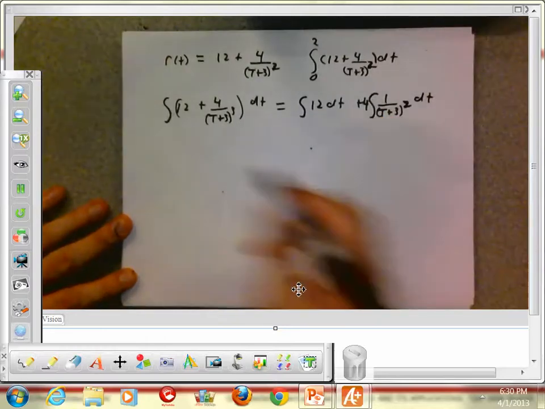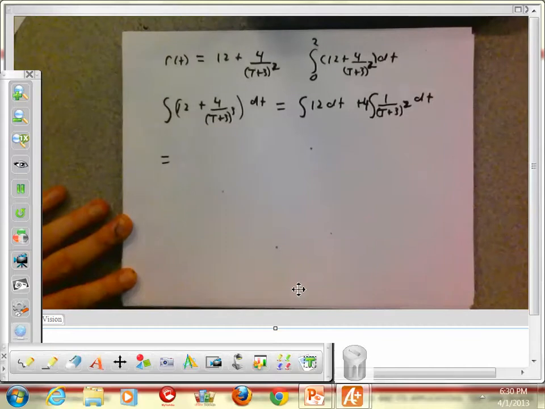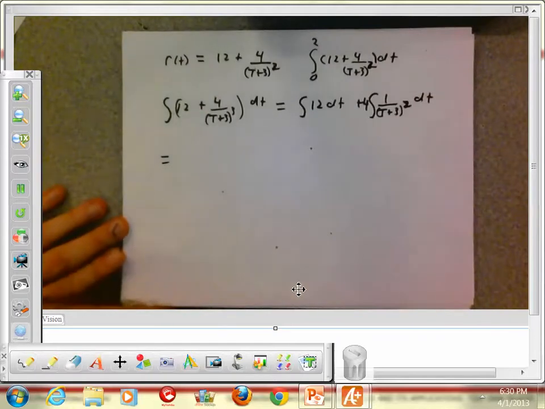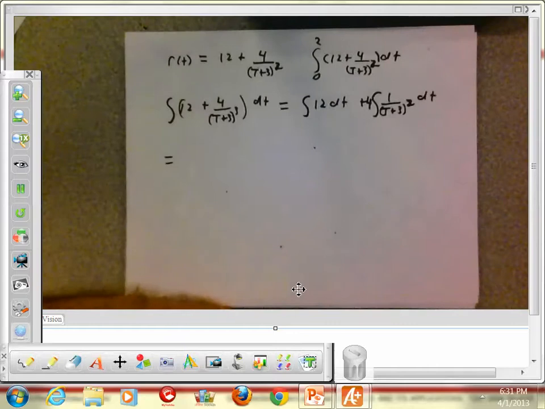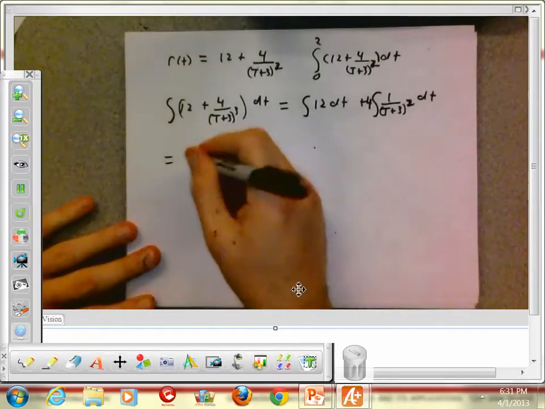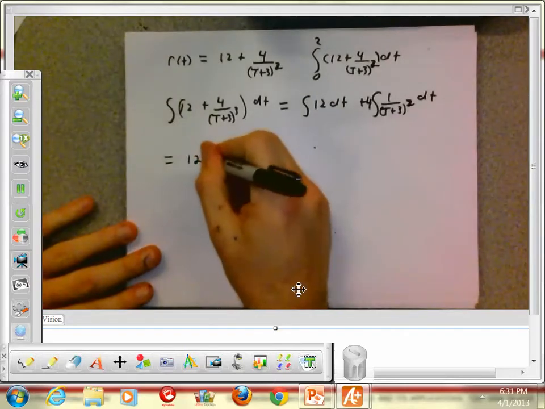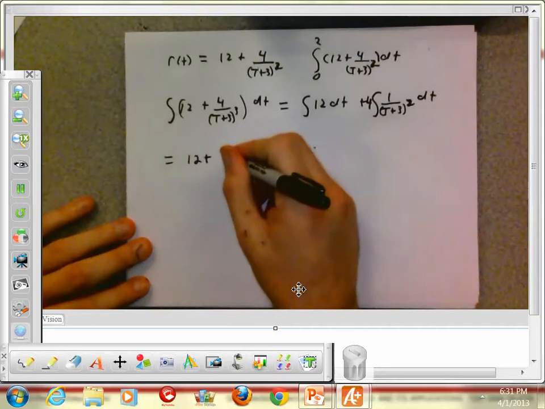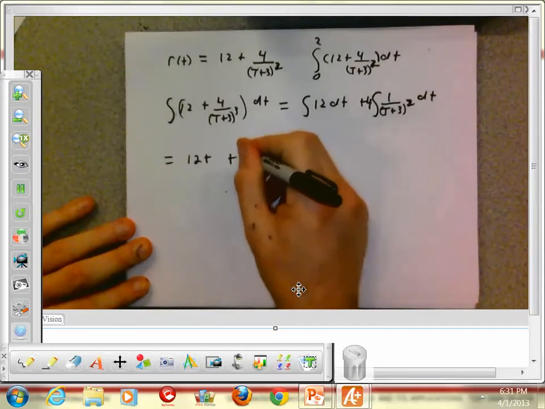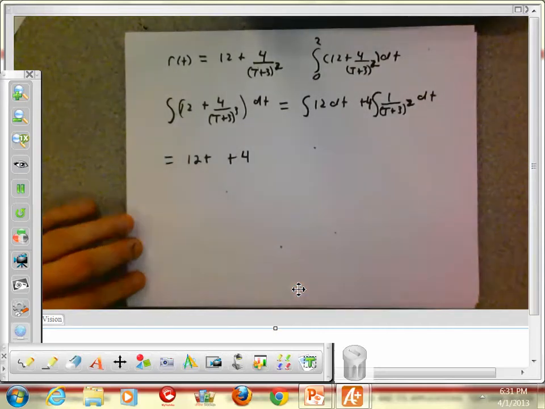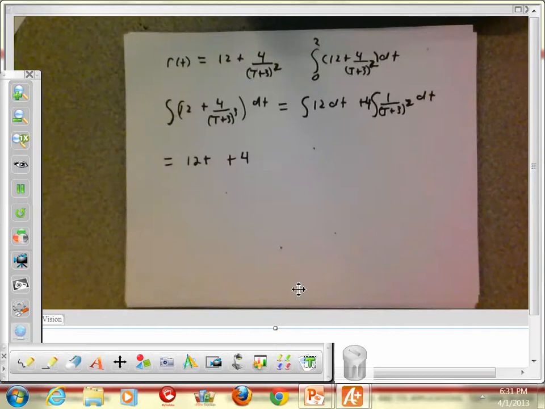And what is going to be the antiderivative of 12? 12x? Well, where are the x's in this problem? 12t. Okay. And how about this one over here? It's going to be 4 times something. What's going to be the integral of 1 over T plus 3 squared?